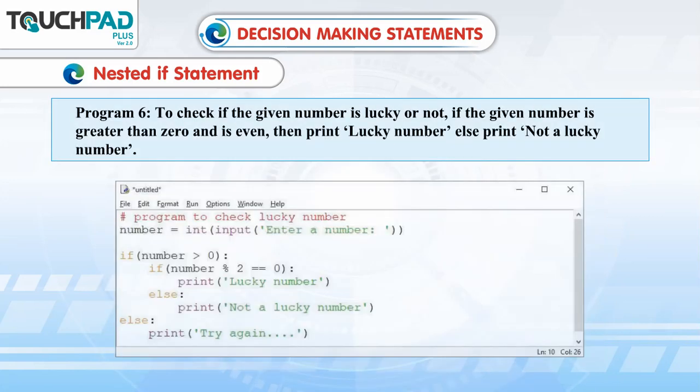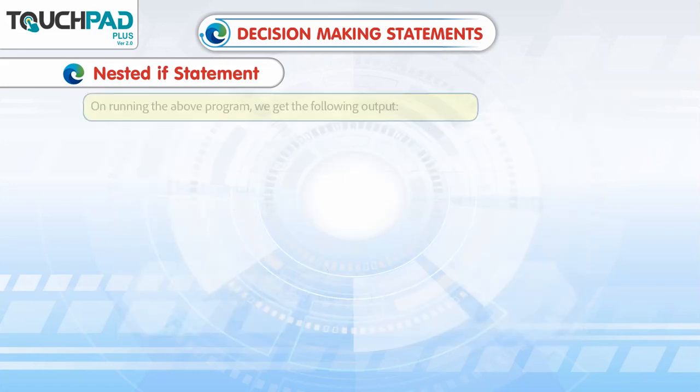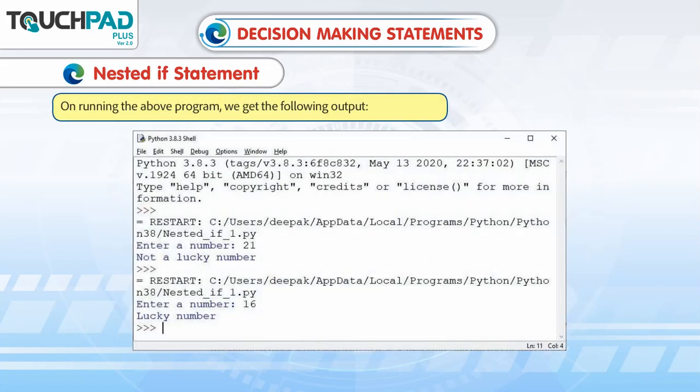Program 6 to check if the given number is lucky or not. If the given number is greater than 0 and is even, then print lucky number, else print not a lucky number. On running the above program, we get the following output.